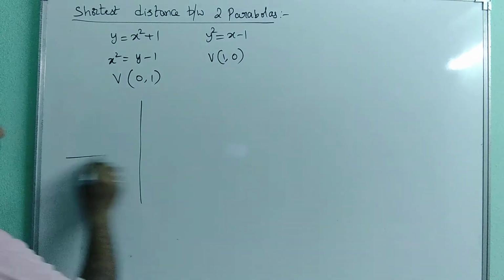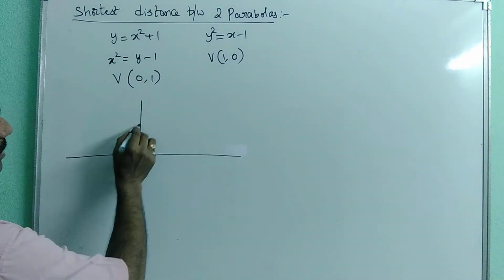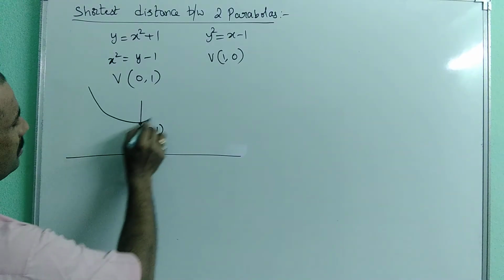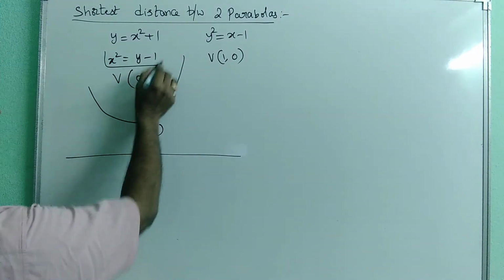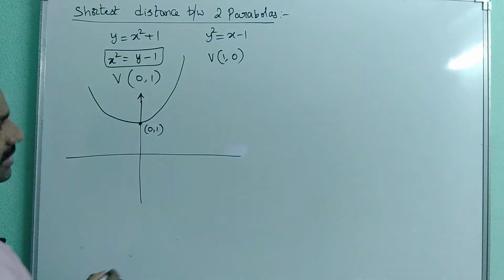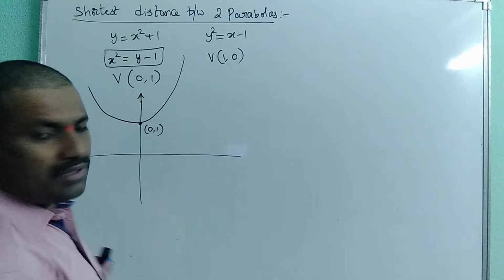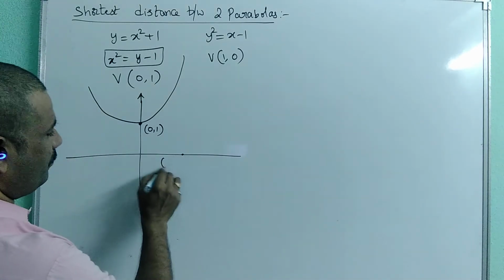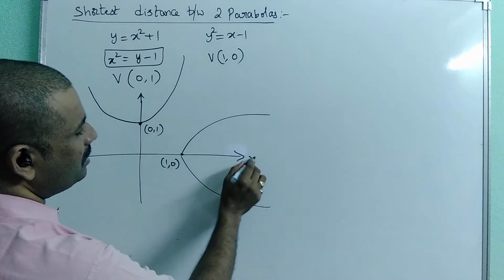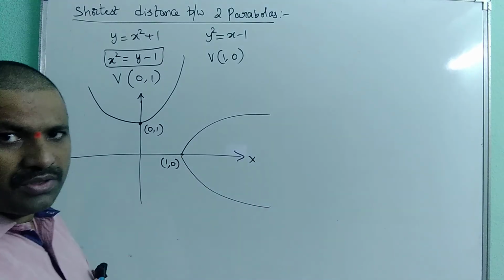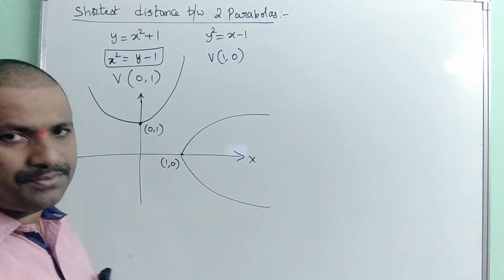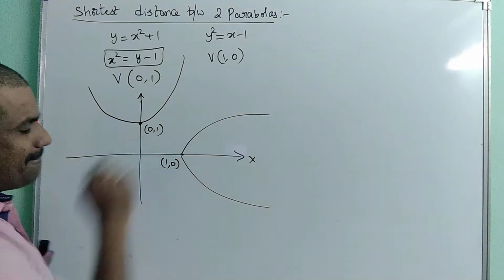What is the first curve? Vertex 0, 1. This is the point 0, 1. X square equal to 4a y. The parabola opens upwards. Next, what about this vertex? Vertex at 1, 0. The parabola opens towards the positive x-axis. These are the two parabolas. Now, given these two parabolas, we have to find the shortest distance between them.